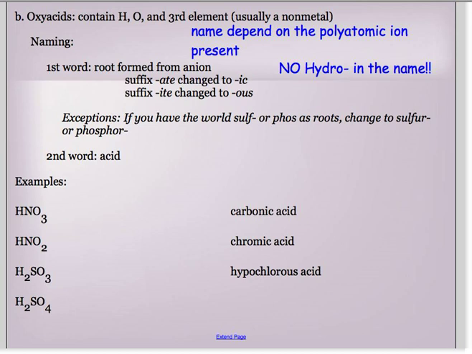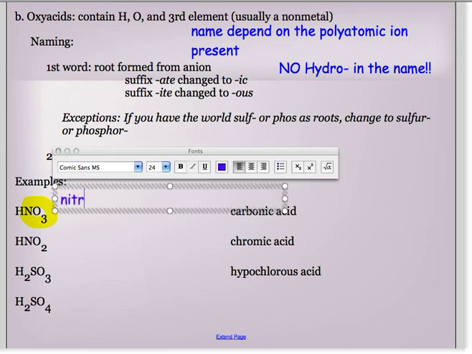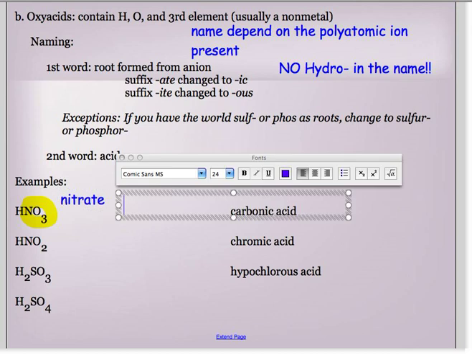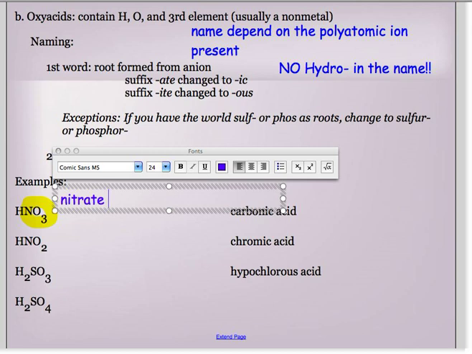So if we look here, this is definitely an oxyacid. We have H, and then we have N and O3. So you have three elements. What we need to look up is NO3. So that is nitrate. Oops. Now it's mad at me. If you ate it, you ick it. So this guy is going to be called nitric acid.